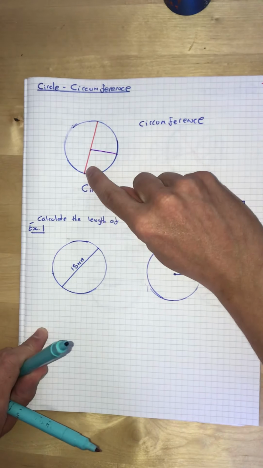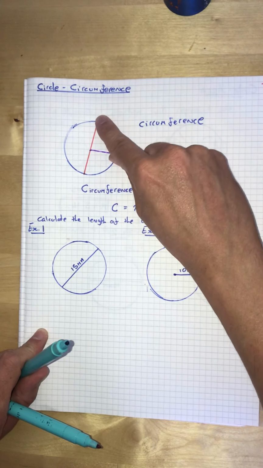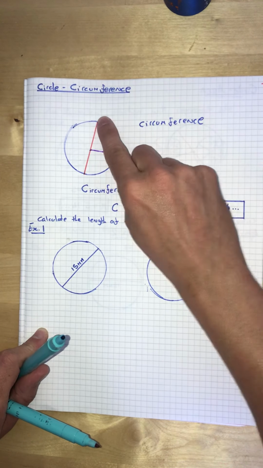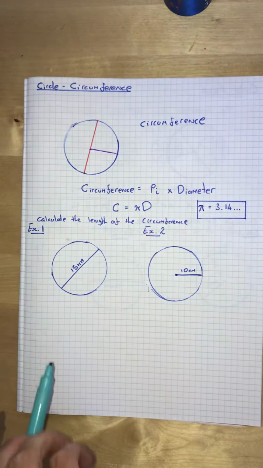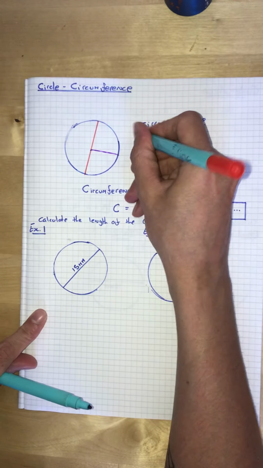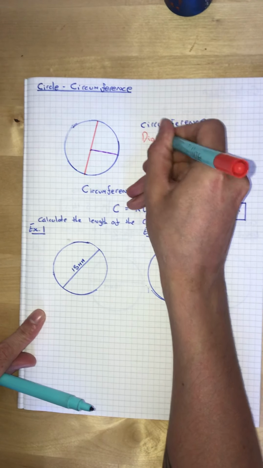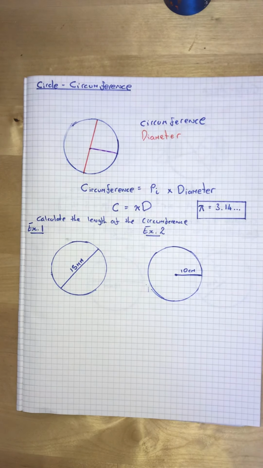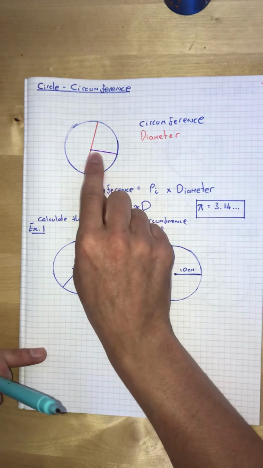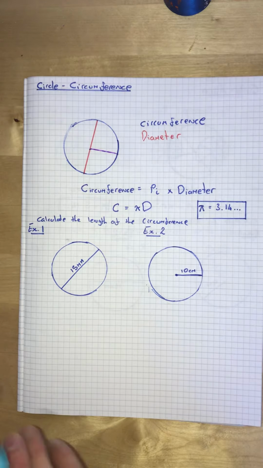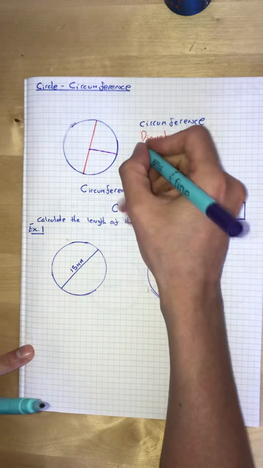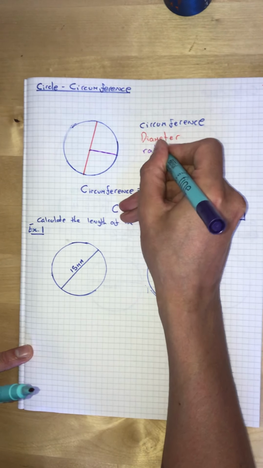The red line, which is going from one edge of the circle to the other edge of the circle, going through the center, is called the diameter. And a line going from the center of the circle to the edge of the circle is the radius. Okay?